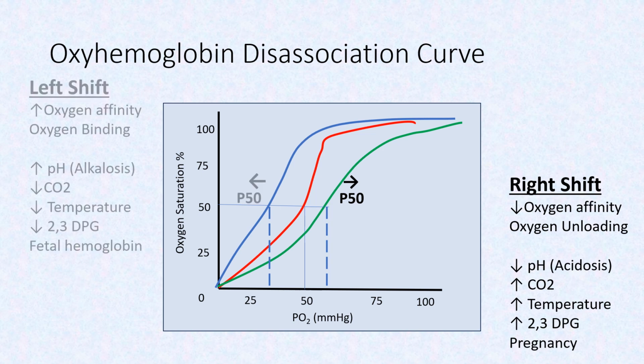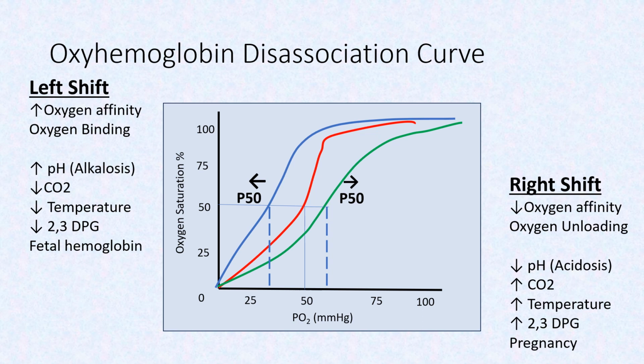A left shift indicates there is a lower partial pressure of oxygen in the blood. Since there is less oxygen, the hemoglobin tries to keep the oxygen it has, or prevent oxygen unloading, or tries to pick up more by increasing its affinity to oxygen.